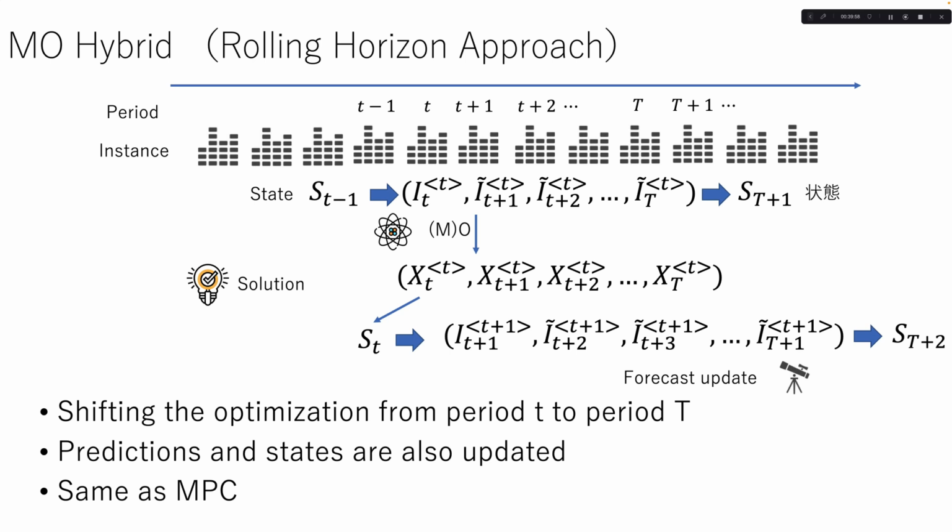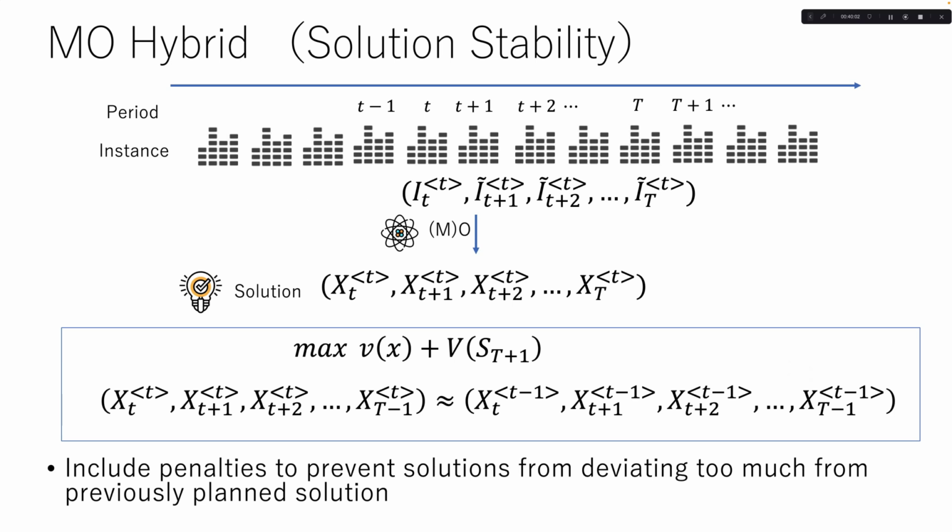Simultaneously, predictions and states are also updated. The final component is solution stability. In practice, optimization must include penalties to prevent solutions from deviating too much from previously planned solutions. Penalties are set high for periods close to the present and lower for periods further in the future.